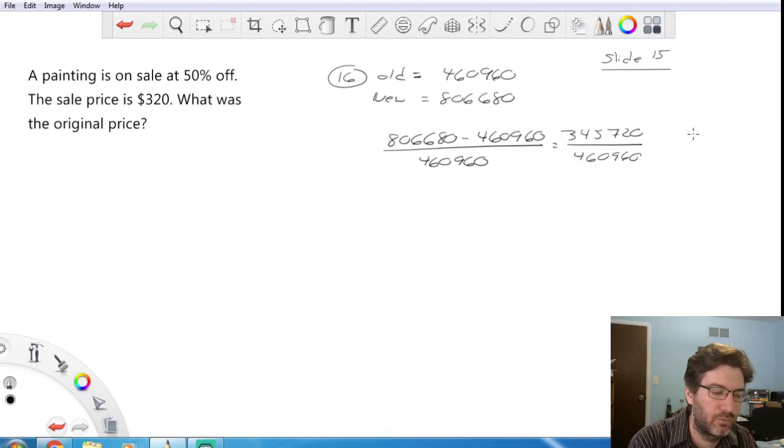345,720. Equals 0.75. Multiply that by 100, and you get an increase of 75%.